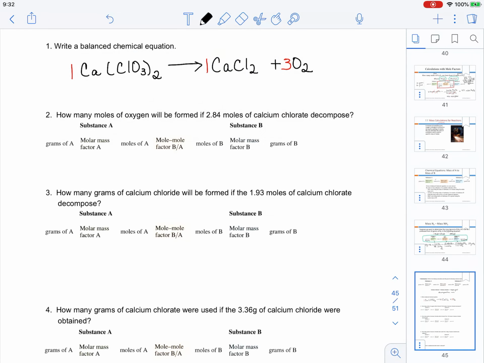As you can see, question 1 says, how many moles of oxygen, okay, and remember that we're talking about oxygen gas, will be formed if 2.84 moles of calcium chlorate decompose, okay? So here we're looking at a molar to molar relationship. So we are given moles of one and we need to find moles of another. So we're doing this, and remember that that mole to mole factor is going to be our conversion factor.